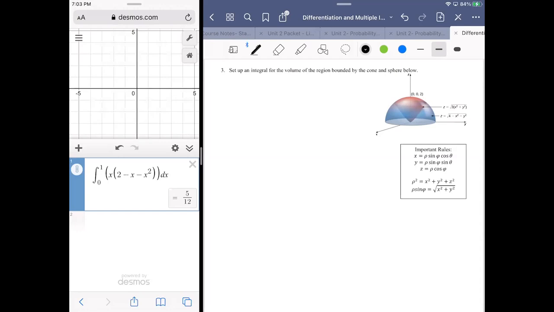Set up an integral for the volume of the region bounded by the cone and the sphere below. And so very simple set of instructions. The minute you hear the word sphere in a problem, that's your indication to go spherical coordinates. All right.